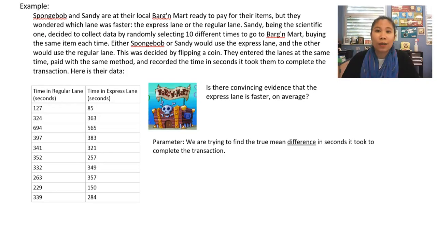So following our PHANTOM process, our parameter is that we are trying to find the true mean, but this time it is the difference. Because it's matched pairs, we're always looking at differences now. And that's why we made that third data list of just differences. So we are looking for the true mean difference in seconds that it took for them to complete the transaction.